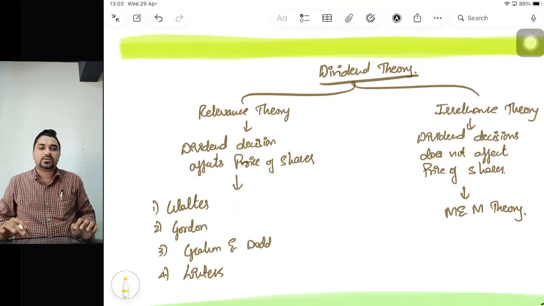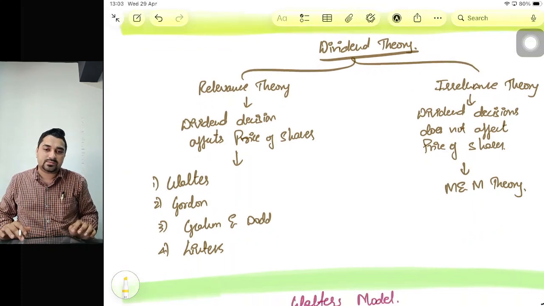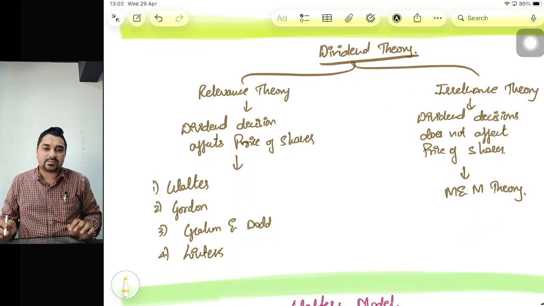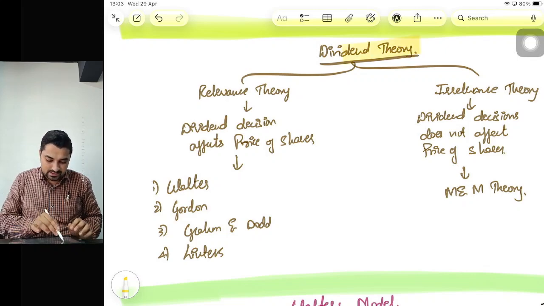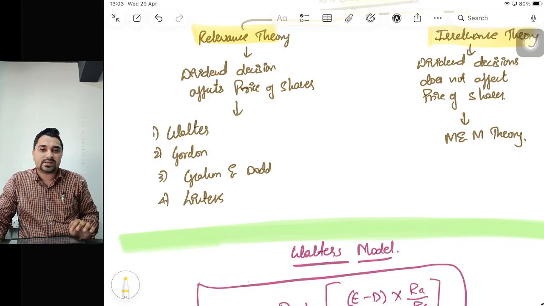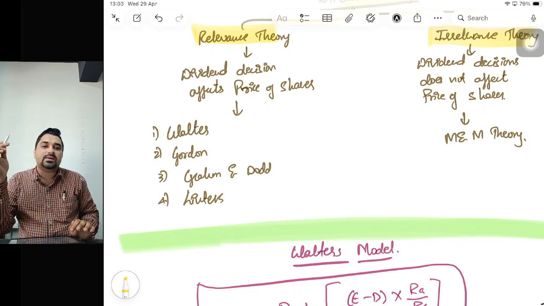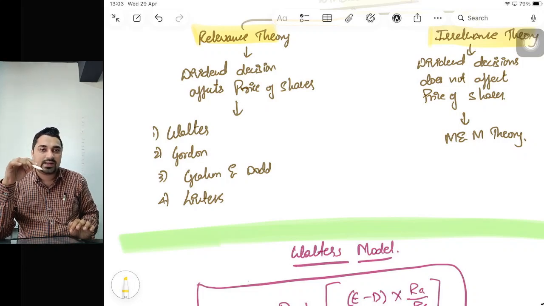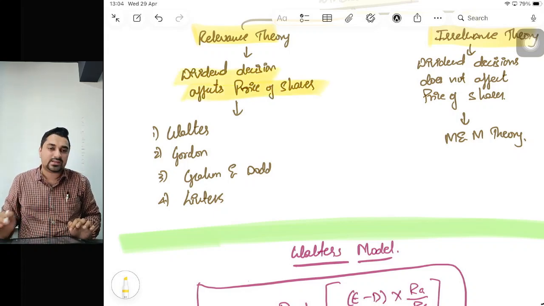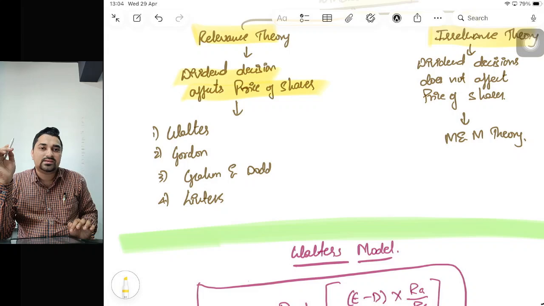Now we'll step into the core content of the dividend chapter. If you divide the chapter into two parts: dividend relevance theory and dividend irrelevance theory. What do you mean by dividend relevance theory? It means my market price per equity share is dependent on my dividend decision. I repeat, my market price of the equity share is dependent on my dividend decision. In other words, my dividend decision will have an impact on my market price of an equity share.